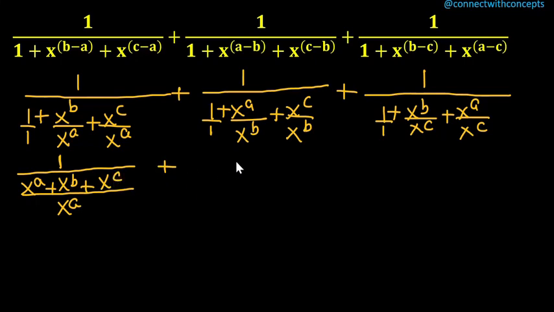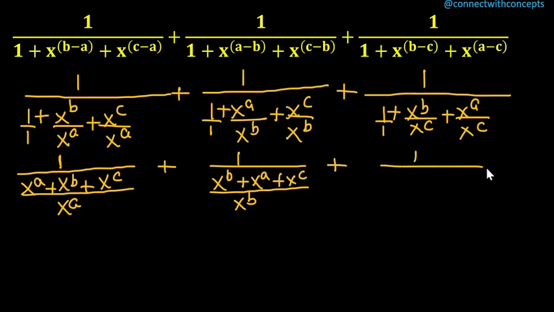Similarly, I am going to take the LCM here also. So I am going to get the LCM as x^b, writing down x^b, and in the numerator I am going to get x^b plus x^a plus x^c. So this is a simple procedure of taking the LCM only. Now here also the LCM is going to be x^c. In the numerator I am going to get x^c plus x^b plus x^c. If you observe carefully, the numerators of every denominator part are the same.